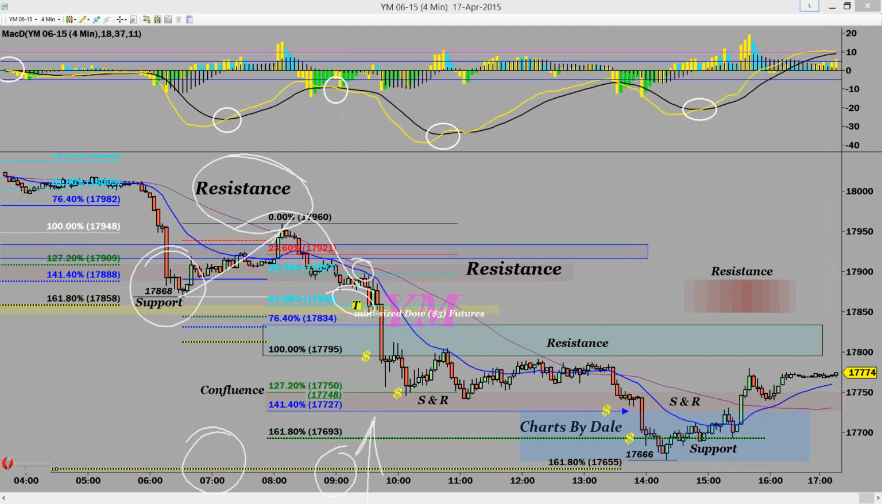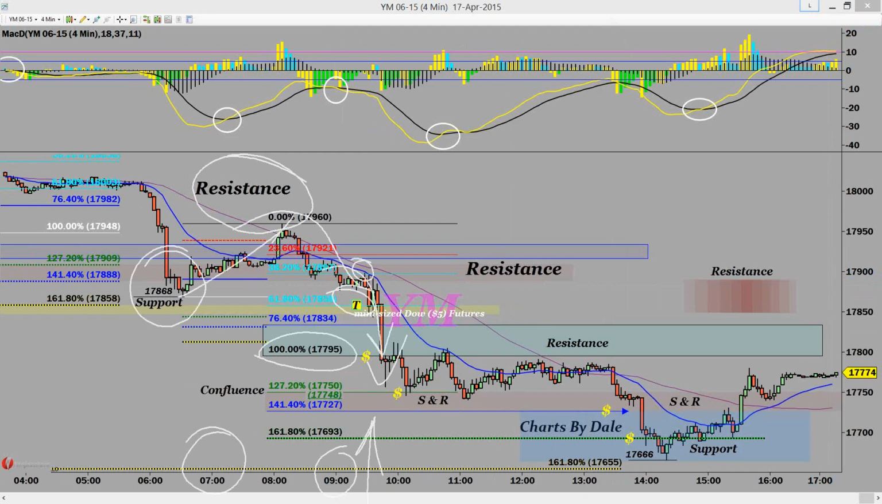It gets to target and does not stop. That's why we suggest you hang on to a runner. Don't take yourself out at target if you can help it. Sometimes that's an exception, of course. And our next target down, 17,795. Market comes right straight down.